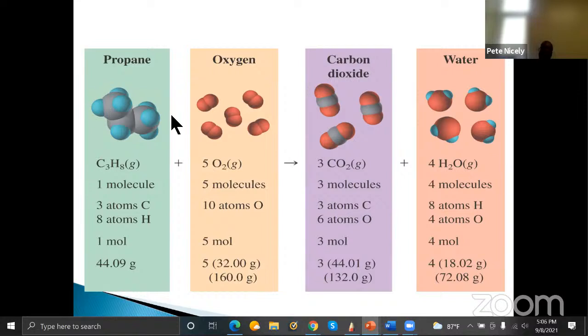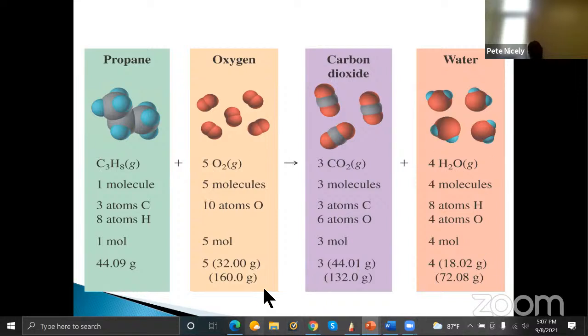So the coefficients in the balanced equation can be used not only to establish the molecular ratio between the different substances involved as reactants and products, but also the mole ratios between them, all right? And again, this underscores the importance of having a balanced equation, because the balanced equation is what tells you the relative relationship between the different substances involved in the reaction, either at the microscopic level in terms of the molecules or at the molar level in terms of the moles of the different substances involved.